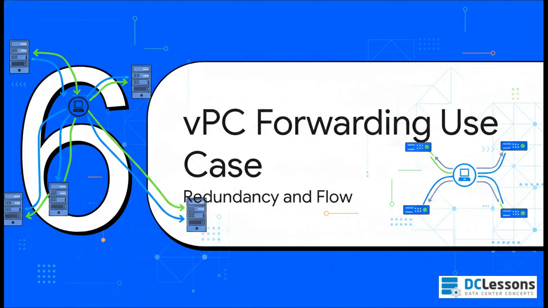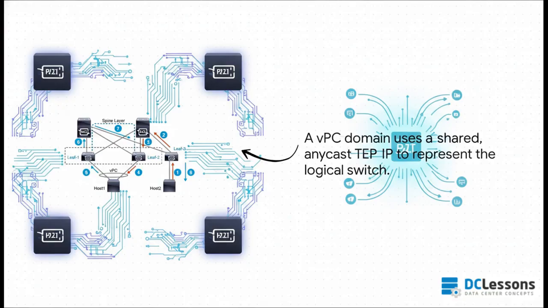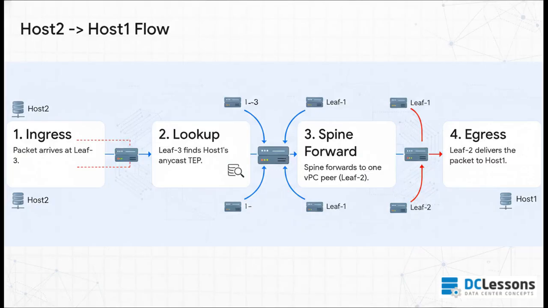Okay, it's time to put all these pieces together. We're going to look at one of the most common and important designs in any data center, how traffic gets forwarded to and from a server that's connected using a VPC. The absolute number one key to understanding VPC forwarding in ACI is this idea of a shared anycast TEP address. So leaf 1 and leaf 2 each have their own TEP address, but they also share a virtual TEP that represents the VPC pair. To the rest of the fabric, host 1 just looks like it's sitting behind this single logical TEP address.